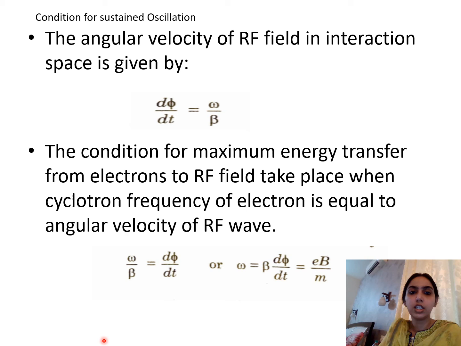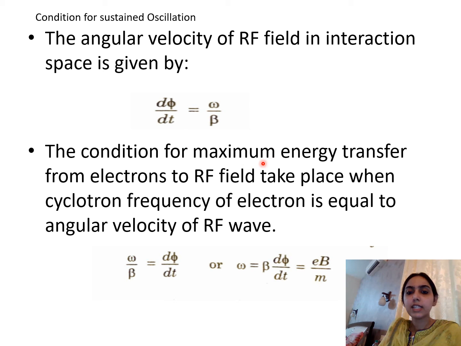Obviously, the phase shift condition should be satisfied for sustained oscillation. Also, we have one more condition for sustained oscillation. That is, we have an RF or microwave field in the interaction space. Interaction space here is the space between the cathode and the anode. So, the angular velocity of the microwave field in the interaction space is given by dφ/dt = ω/β. That is, we know that the velocity v can be expressed as ω/β, which is also equal to dφ/dt.